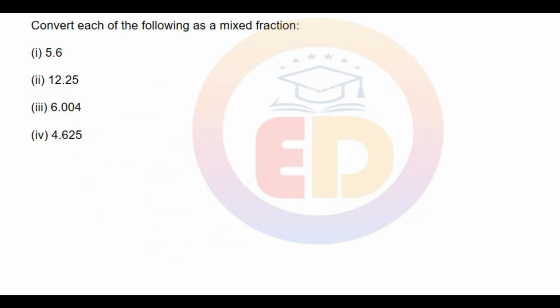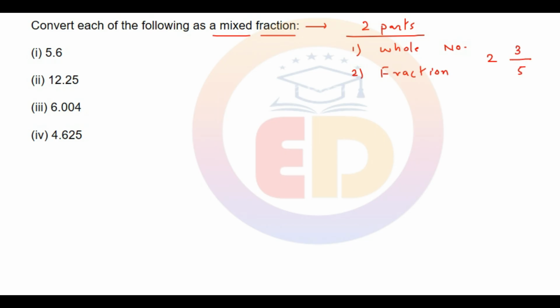Convert each of the following as mixed fraction. Now let us understand a mixed fraction. A mixed fraction has two parts. One is a whole number part, and second, a fraction part. For example, 2 whole 3 upon 5. Here 2 is the whole number part and 3 upon 5 is the fraction part.